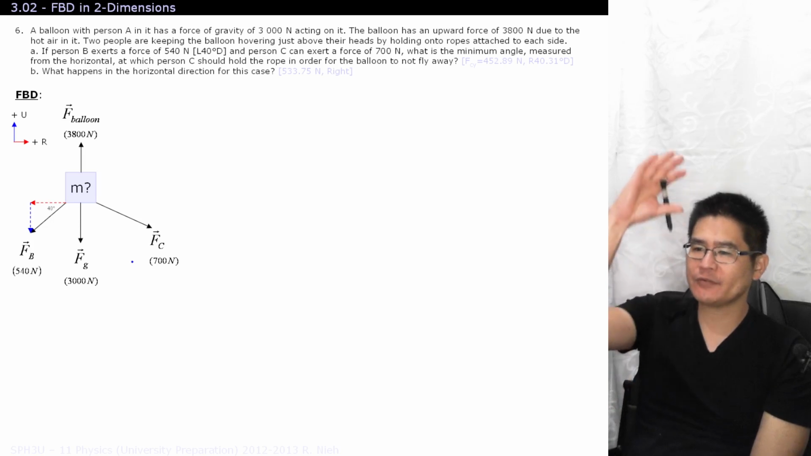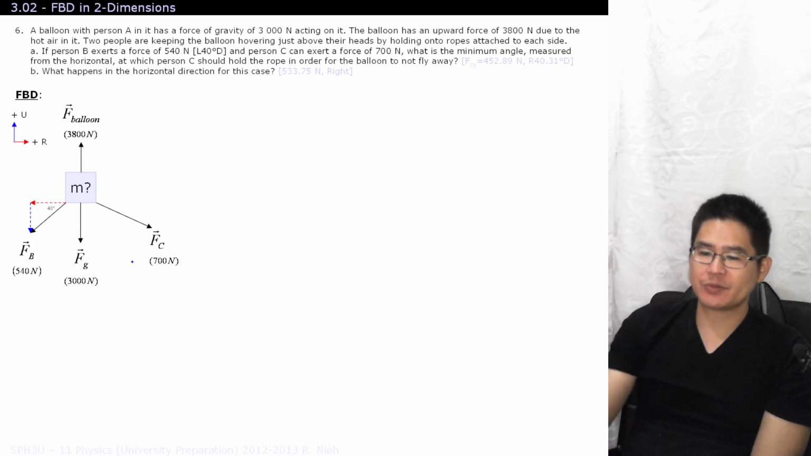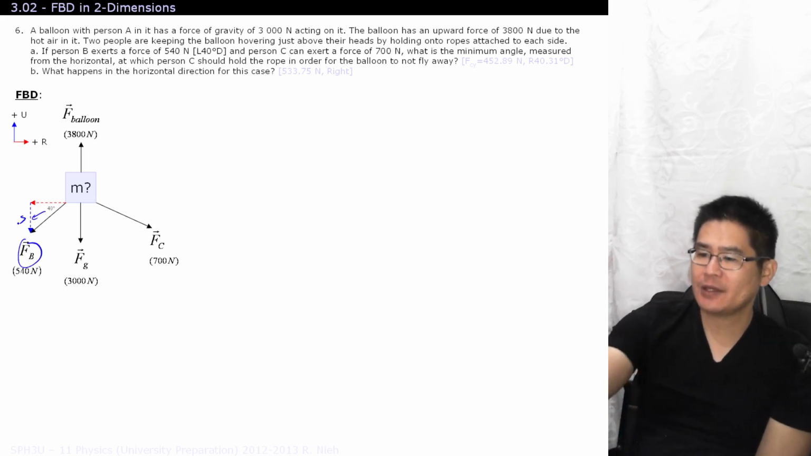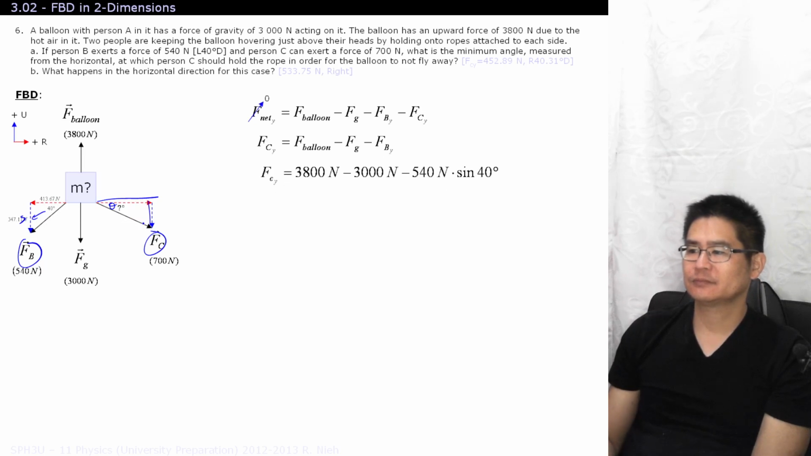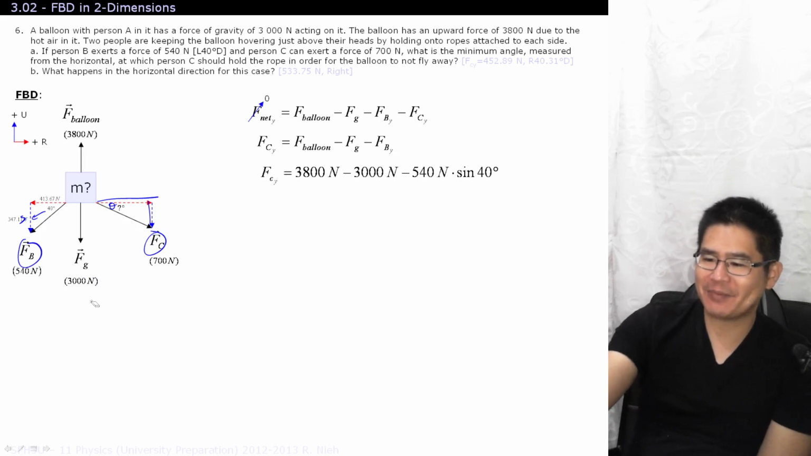If we don't want it to fly off in the sky, we know that our F net y has to equal 0. So 3,800 newtons upwards, subtract Fb times the sine of 40, also subtract Fc times the sine of whatever the theta is, has to equal 0. There you go. 3,800, subtract, oh yeah, I forgot the 3,000. Glad that this is on a PowerPoint.